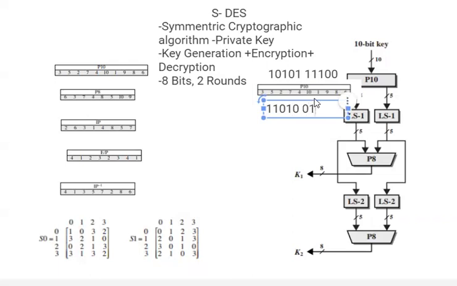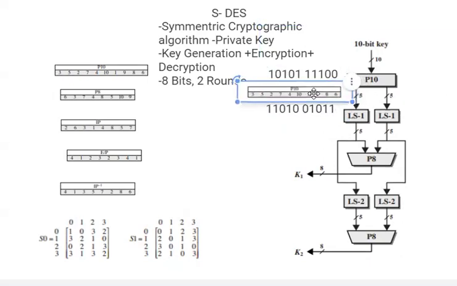The first bit will be the next bit. The ninth bit will be the next bit. The eighth bit will be the next bit. And the sixth bit, which is 1, will be the last bit. So this is nothing but the permutation. I hope the permutation is quite clear to all.